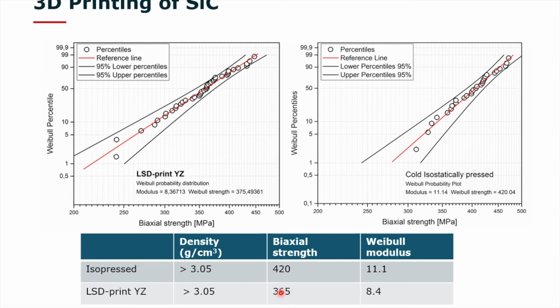You see that these values, the biaxial strengths, are not that bad. Also, when you look here into the graph, you see that we have maximum values comparable to the industrial samples. The scatter is significantly higher from the LSD printed samples at the moment.